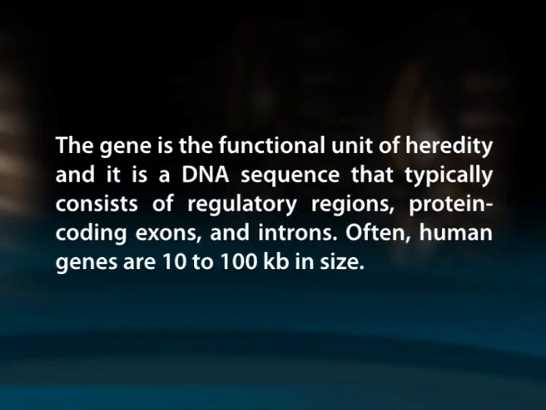Beta globin is present in databases as a gene. The gene is the functional unit of heredity. It is a DNA sequence that typically consists of regulatory regions, protein coding exons and introns. Often, human genes are 10 to 100 kb in size. Beta globin is present as a sequence tagged site (STS), that is, as a small fragment of DNA, typically 500 base pairs long, that is used to link genetic and physical maps, and which is part of a database of sequence tagged sites or DBSTS.